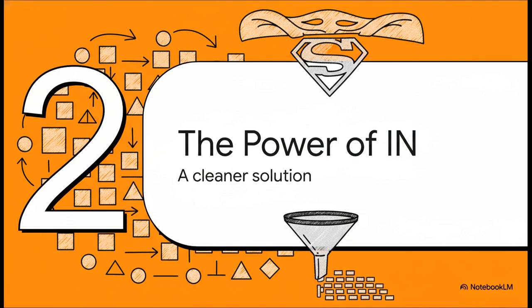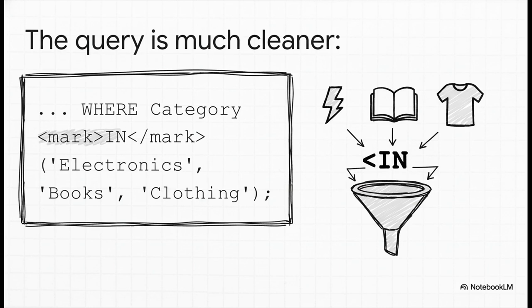And this is exactly where the IN operator swoops in to save the day. It's a much cleaner solution that was designed specifically for this exact problem. Just look at how much better this is. Instead of all those OR clauses, we just say, where category in, and then we give it a simple comma-separated list of all the values we're looking for. It's clean, it's clear, and it does the exact same thing as that messy query before.